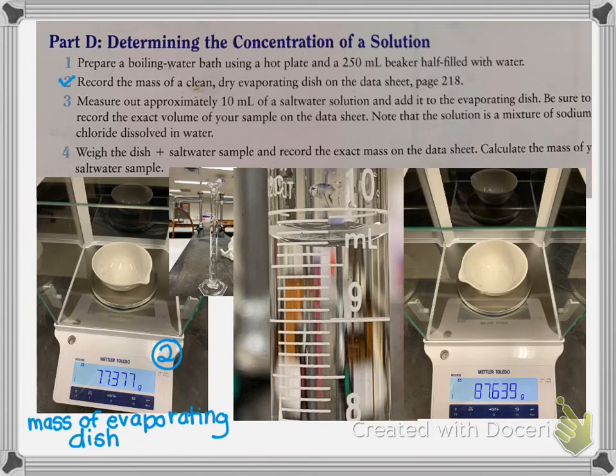Then step 3, measure out approximately 10 milliliters. So it doesn't need to be exactly 10 milliliters of salt water, and add it to the evaporating dish. Now in class, this always makes me crazy because you have to read the whole thing, otherwise you mess up. It says be sure to record the exact volume of your sample on the data sheet. So this is step 3 right here. I need you to measure with this graduated cylinder the volume of the salt water and record that on your data page.